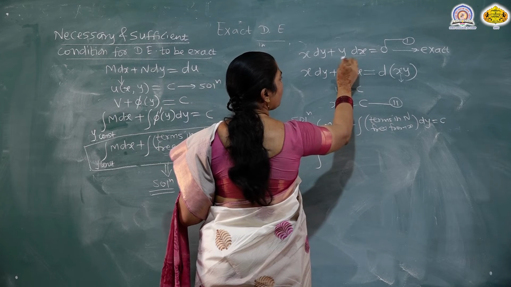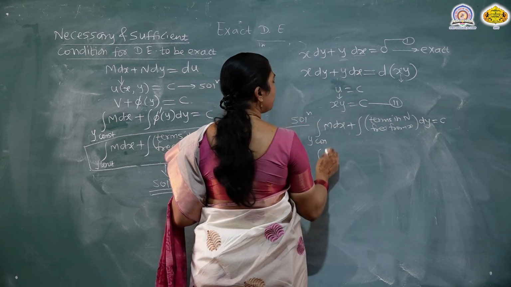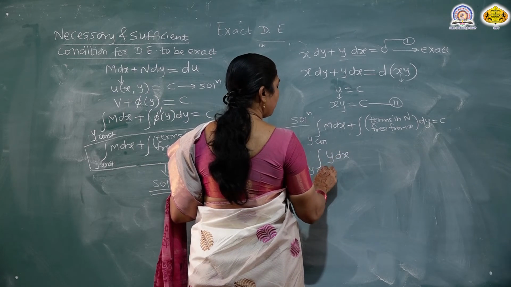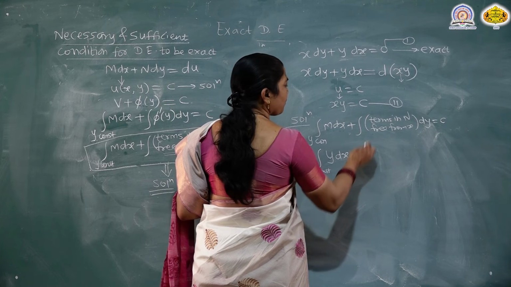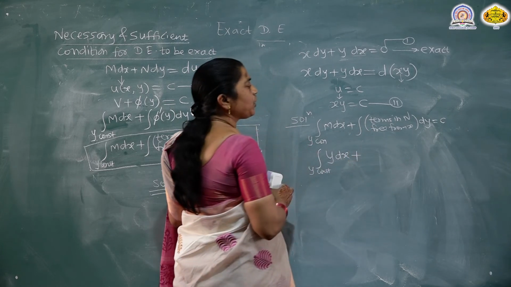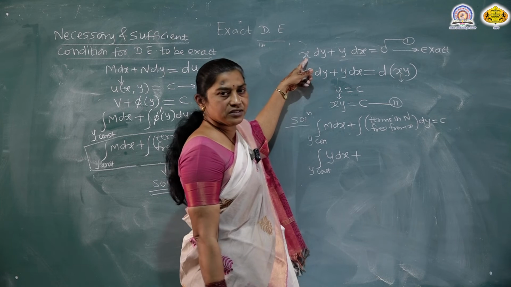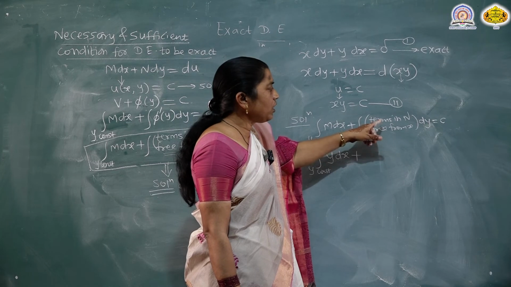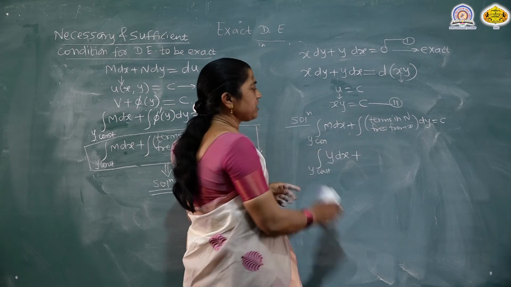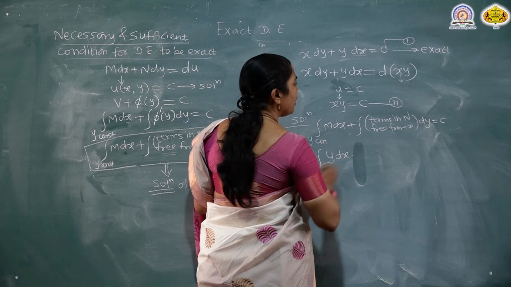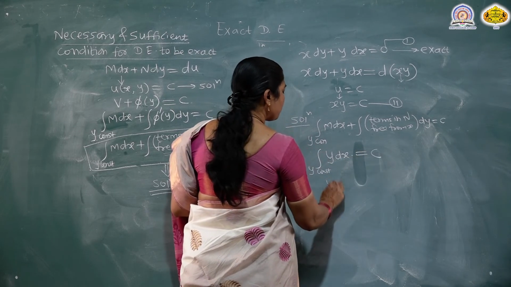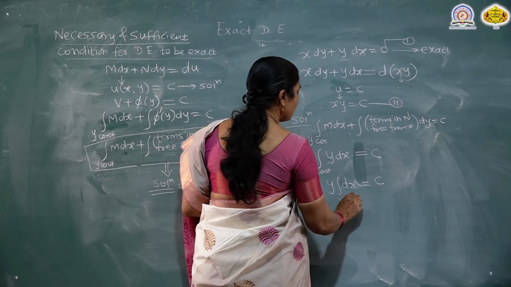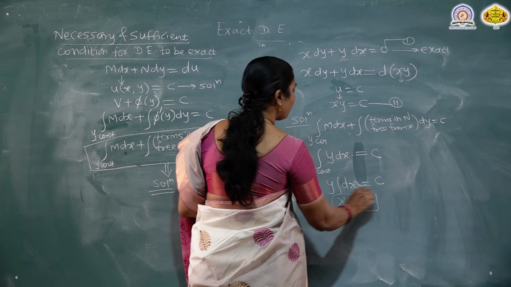M is nothing but y here, so integral y dx over y constant plus integral of terms in N free from x. N is nothing but x here, N dy. Because there is no term free from x, there is no term here. So we get equal to c. Y is constant, so y integral dx is equal to c, that is xy is equal to c. This is the solution from this rule.